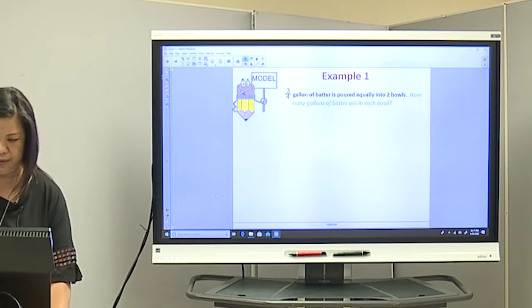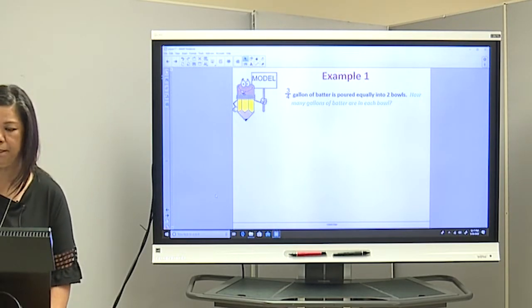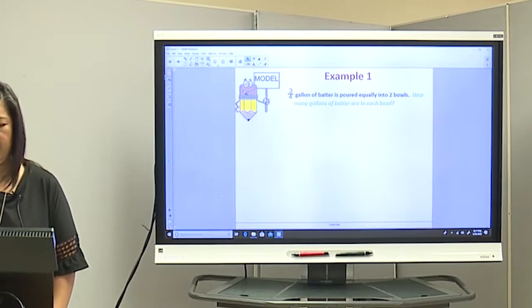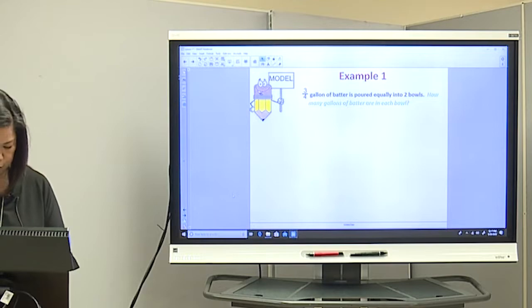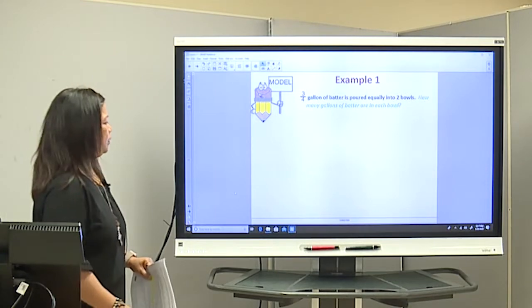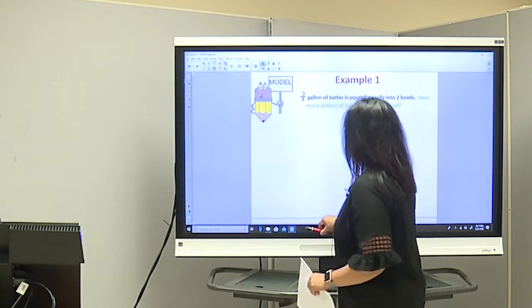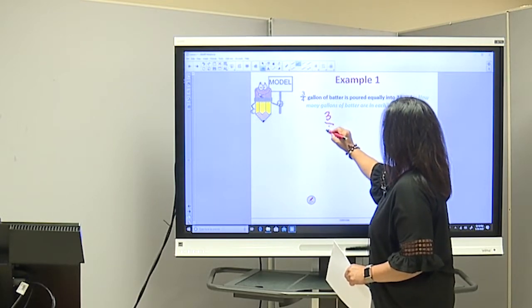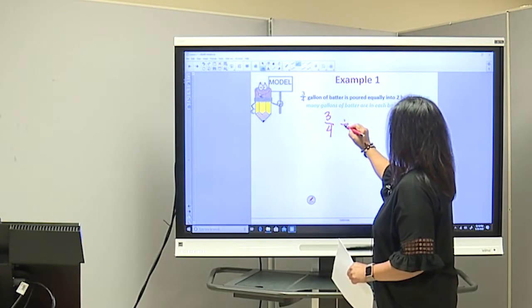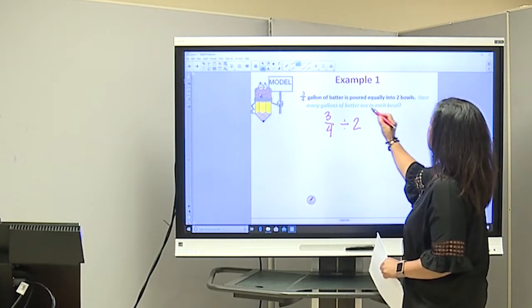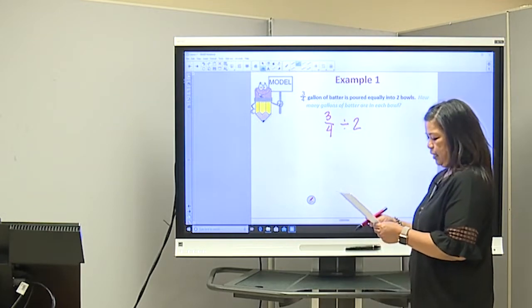It says 3/4 gallon of batter is poured equally into 2 bowls. How many gallons of batter are in each bowl? Now, what division expression can we write to match this story? The division expression to match this story is 3/4 divided by 2.